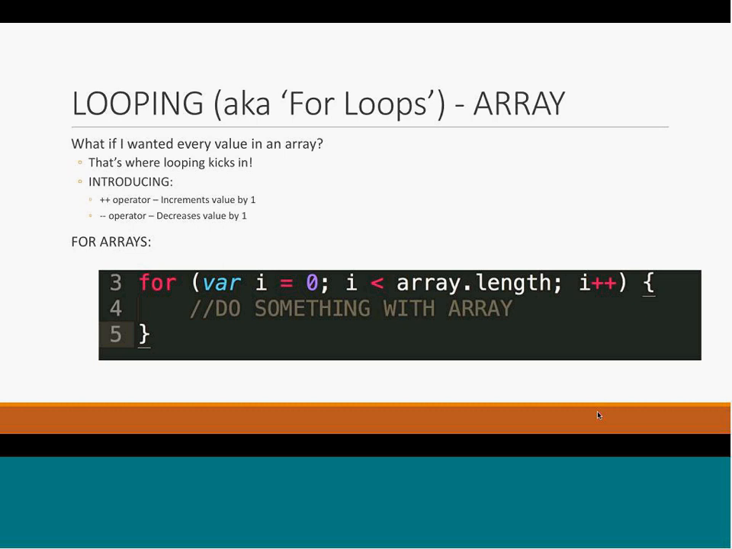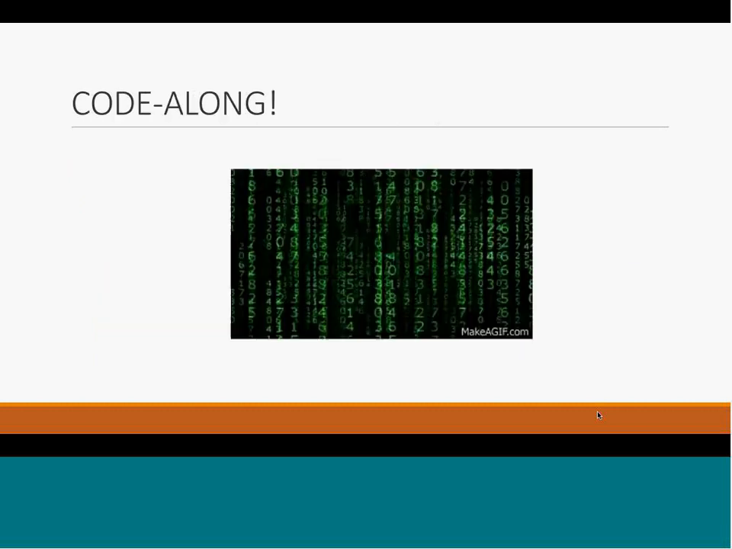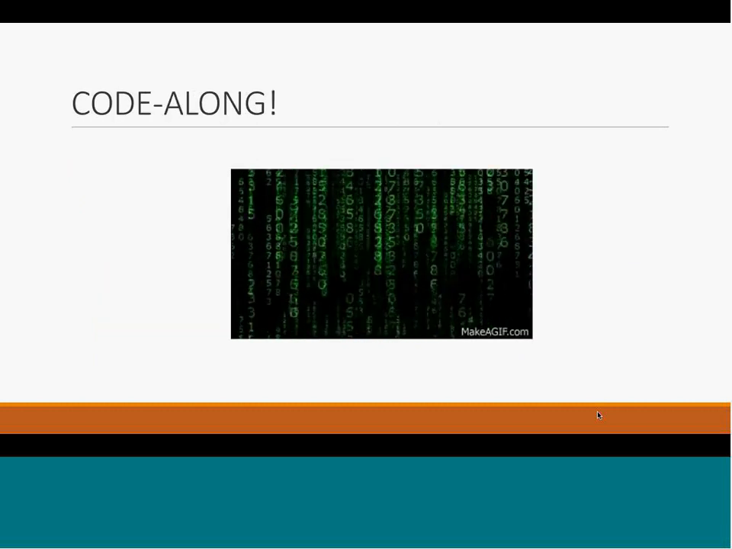So walking through, remember, we're declaring a variable, setting i equal to 0, and while i is less than the array.length, do this code inside here, and then we'll add 1 to it. Right, so that's how that works.